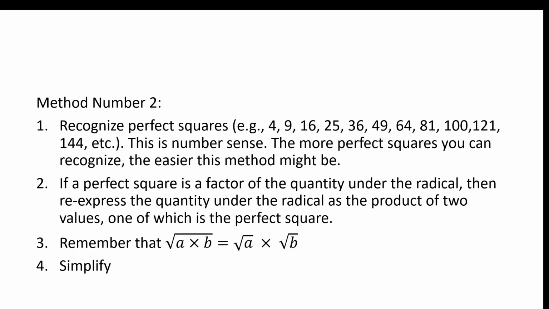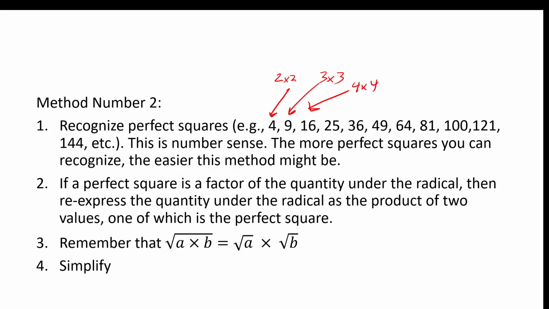Now that was method 1. And method number 2 requires a bit of number sense. We recognize perfect squares. Now perfect squares include the numbers 4, 9, 16, 25, 36, 49, 64, 81, 100, 121, 144, etc. If you're not sure where those numbers came from, 4 is 2 times 2, 9 is 3 times 3, 16 is 4 times 4. So that's where all these numbers are coming from.